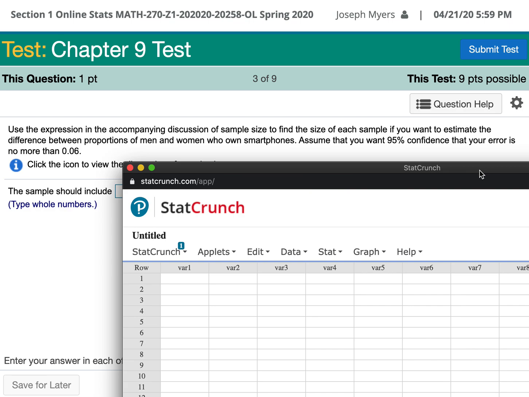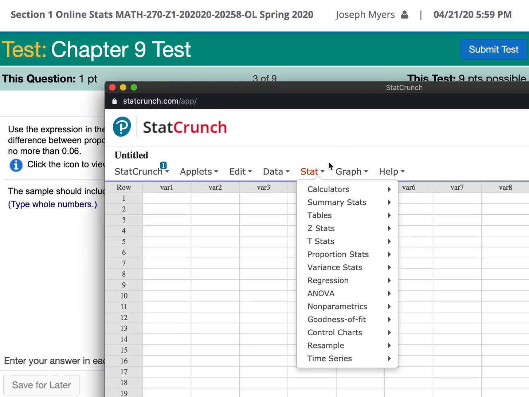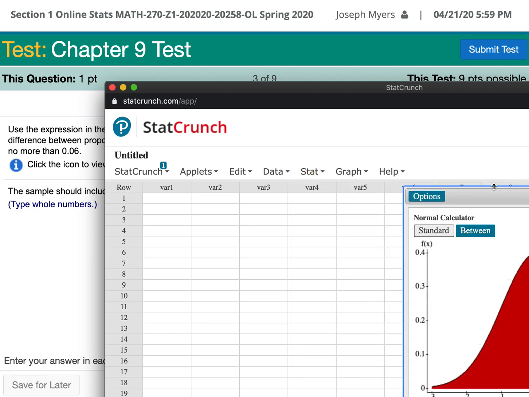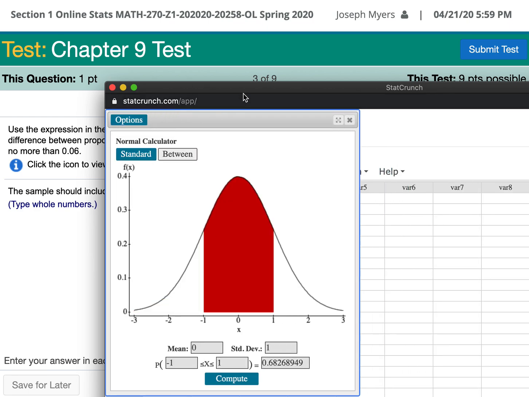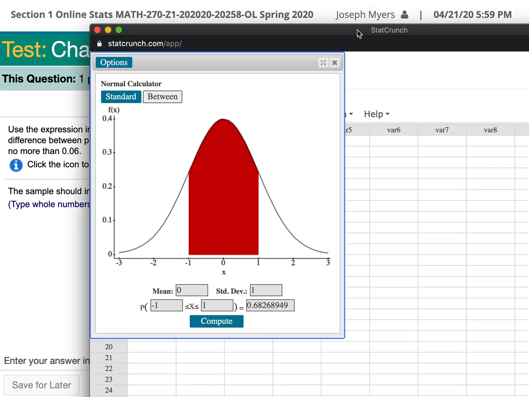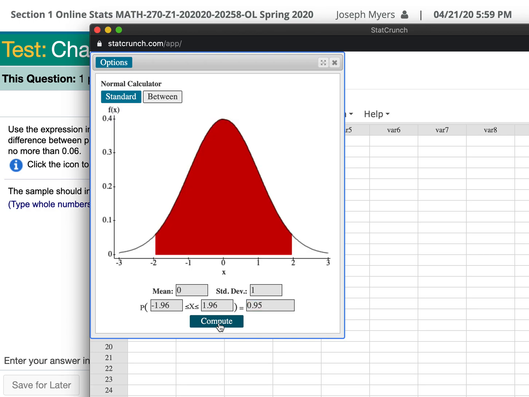Because on your test you might have a different level of confidence. For example, if it's 90% confidence, then your value would be 1.645. So let's go to Stats, Calculators, Normal. Now you click Between. Now we want a confidence that's 95%. So that means that the confidence interval should equal 0.95 on the right side of the equal sign. Then we get the value of z that we need is 1.96.